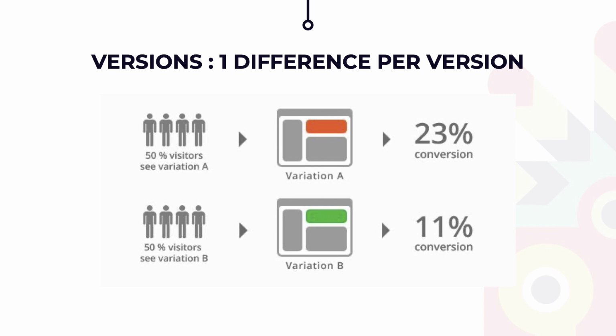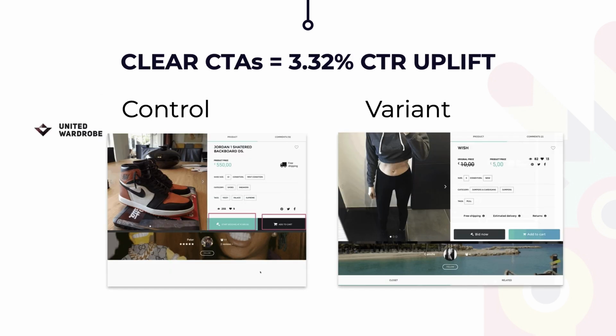compare the results. In this case, the page with variation A got the higher conversion rate. That's another example from United Wardrobe. As we can see in their checkout page, they changed the call to action from one to the other, and they saw that on one page they were able to get a 3.32% CTR uplift, click-through rate uplift, just by changing one variation, which was the call to action buttons over there.